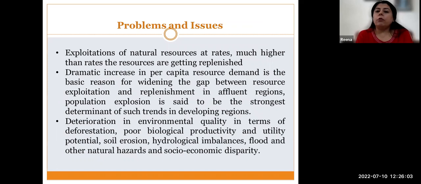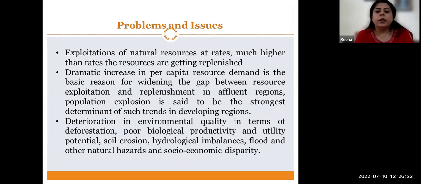And what are the problems and issues? The problem is, again, over exploitation of natural resources at rates which are higher than the rates at which they get replenished. Then there is a dramatic increase in per capita resource demand. So the demand is increasing day by day.